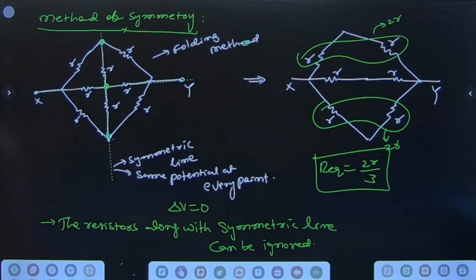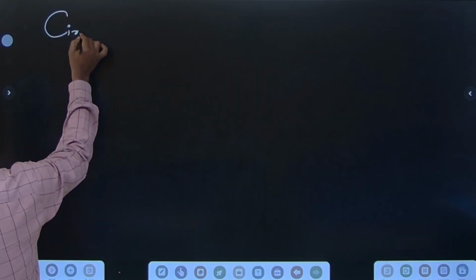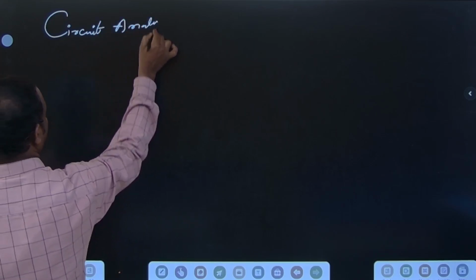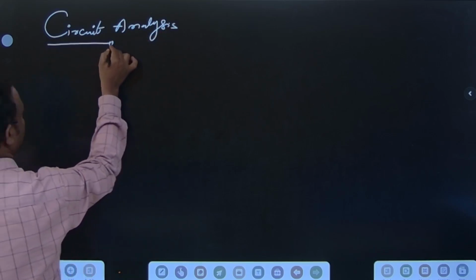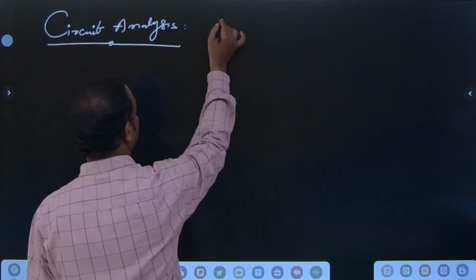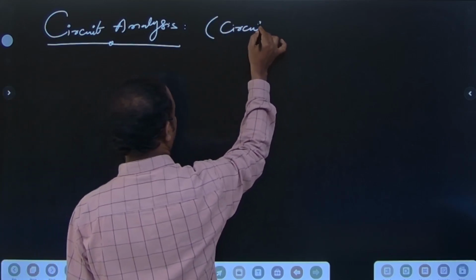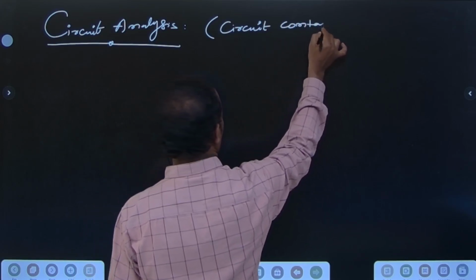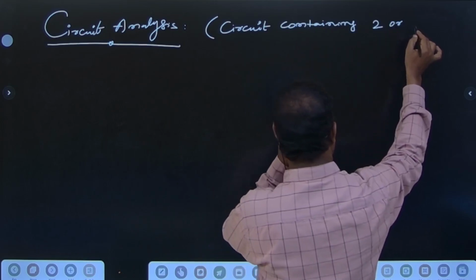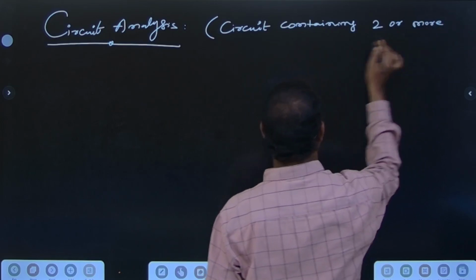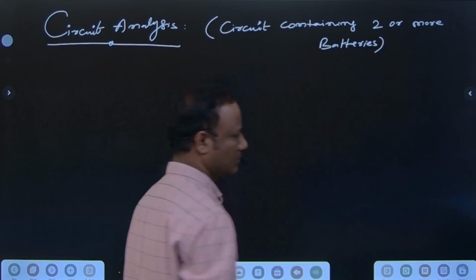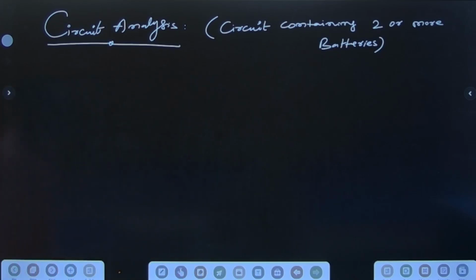Method of symmetry. Circuit analysis. Circuit analysis means a circuit containing two or more batteries.